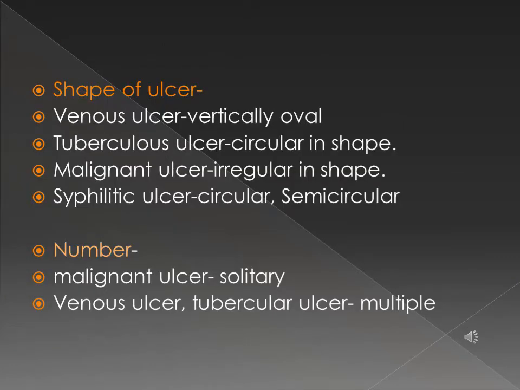Now we'll start with shape of ulcer. Ulcers of different causes have different shapes. For example, venous ulcer always has a vertically oval shape. Tuberculous ulcer is circular in shape. Malignant ulcer is irregular in shape, while syphilitic ulcer is circular or semicircular in shape. Then we'll start with numbers. Malignant ulcers are solitary, while venous ulcer or tubercular ulcer are always multiple in nature.